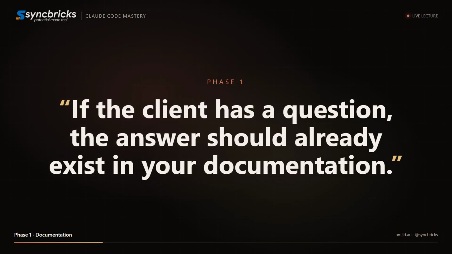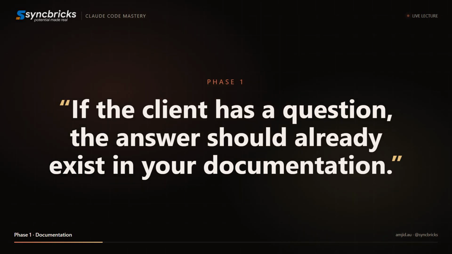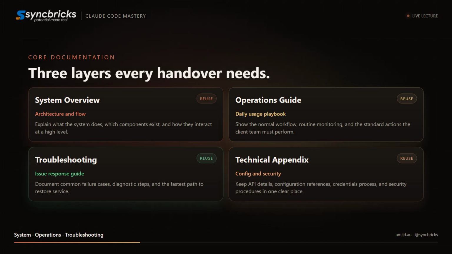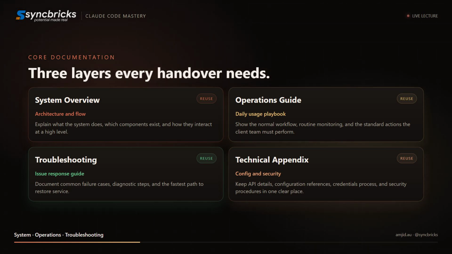The first phase is documentation. You must document everything clearly so the client can understand and operate the system independently. This includes a system overview that explains what the system does and how components interact, an operations guide that explains daily usage, monitoring, and common actions, a troubleshooting guide that helps resolve common issues without external help.